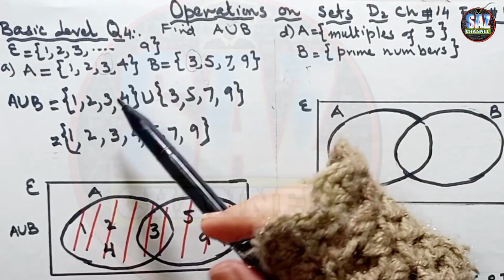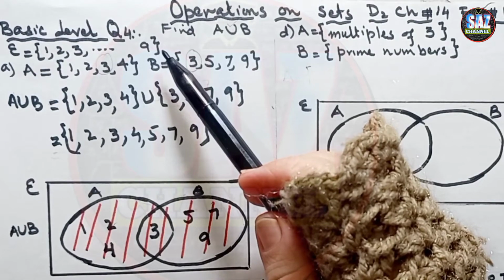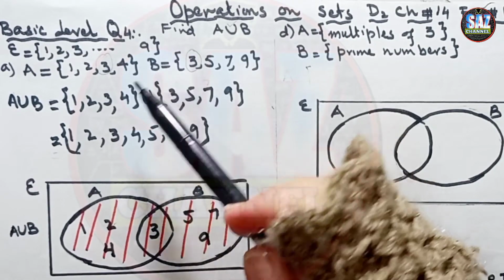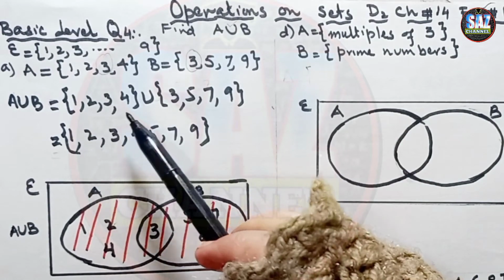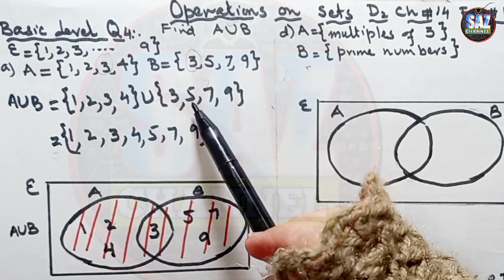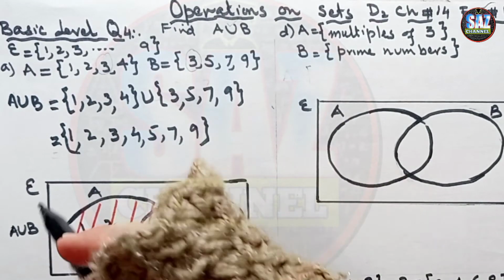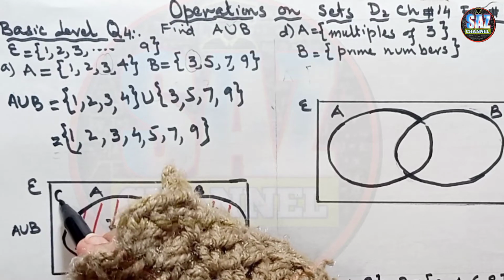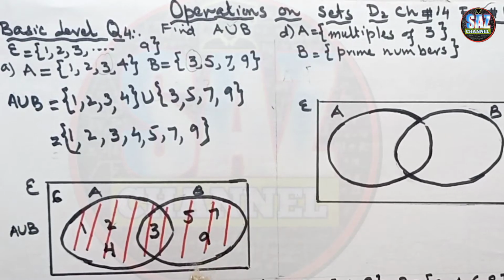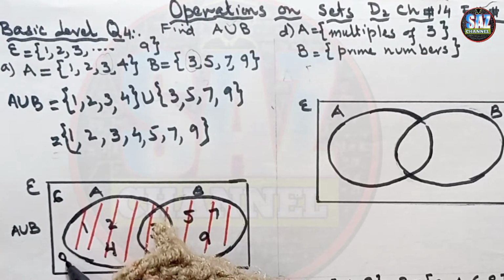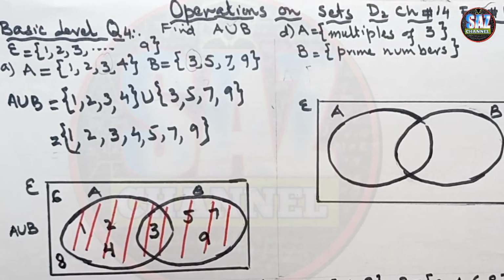Okay, the universal set contains the first 9 positive integers. So if you look at 1, 2, 3 and 4, 5 is coming over here, then 6 is not coming, so I have to write 6 over here. 7 is coming in the set, then 8. 6 and 8 I have to write in the universal. Do not forget to write the remaining elements of the universal in the universal.